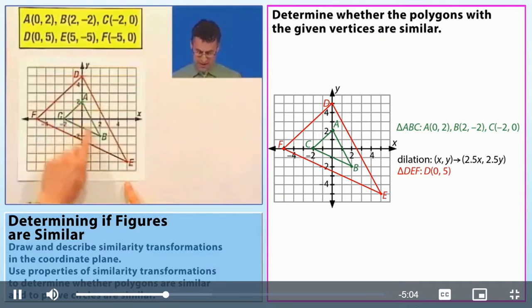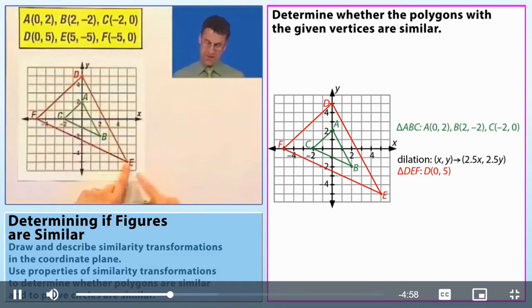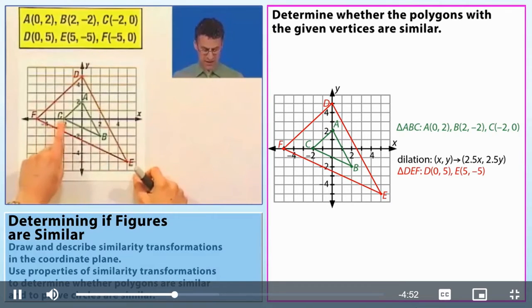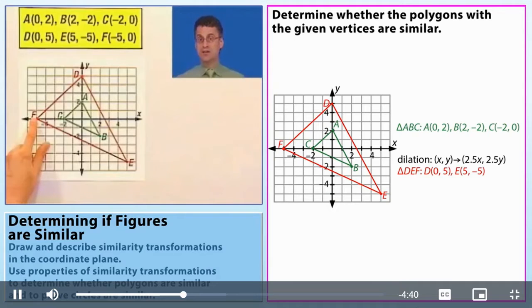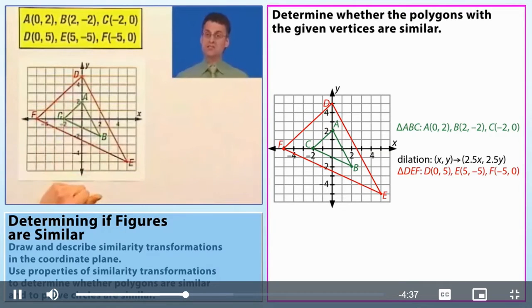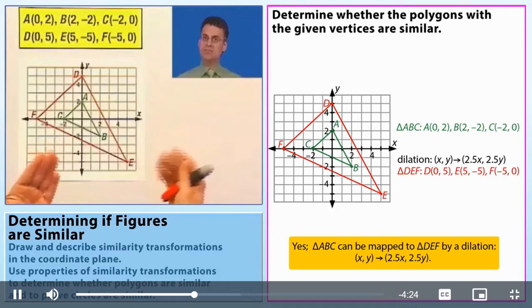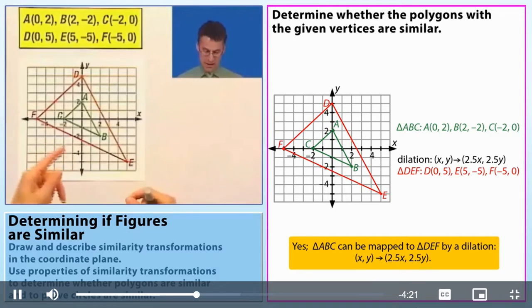Now let's see if that works across the board. If I take this point, 2, -2, and multiply it by 2.5, do I get 5? And the answer is yes, because 2 times 2.5 is in fact 5. And finally, if I take this point, -2, 0, and multiply it by 2.5, I get -5, 0. So you can see that these two things are similar, and the proof is that I can give you the map that's a dilation, namely x, y gets mapped to 2.5x, 2.5y. It's a dilation with scale factor 2.5, again, center at the origin.